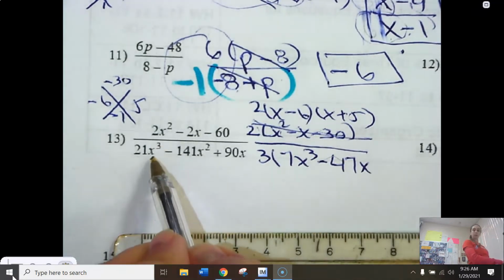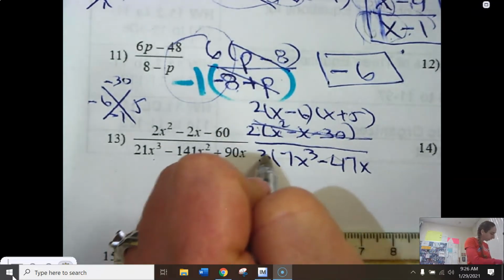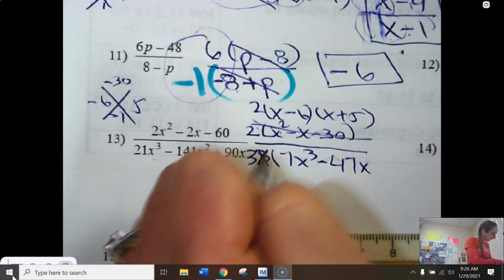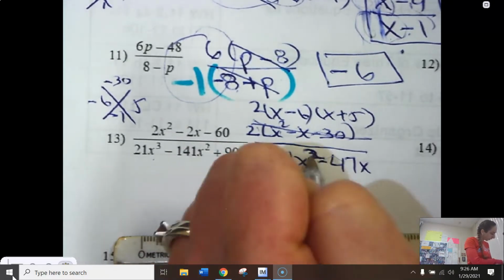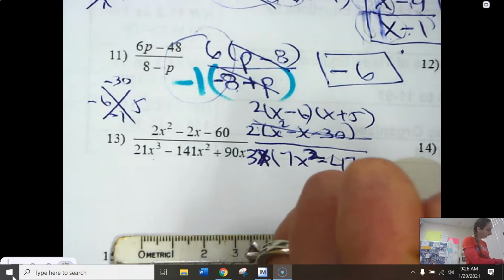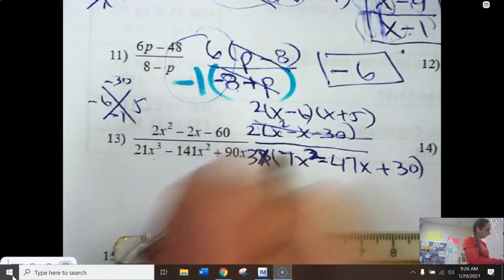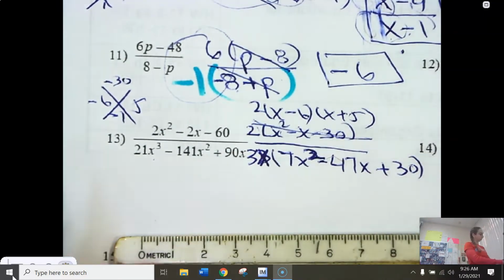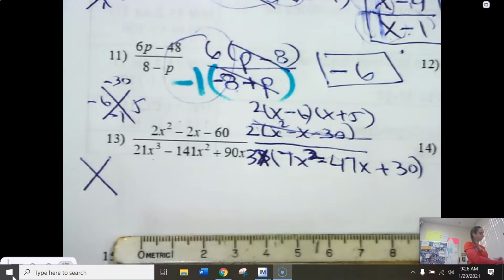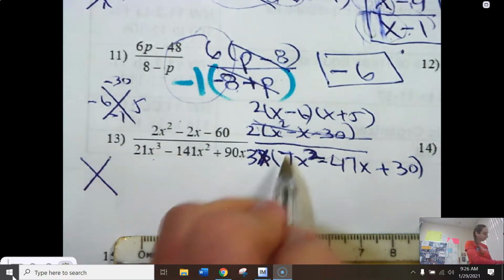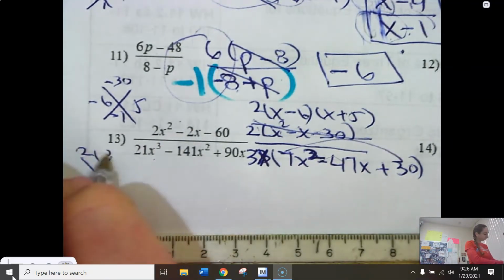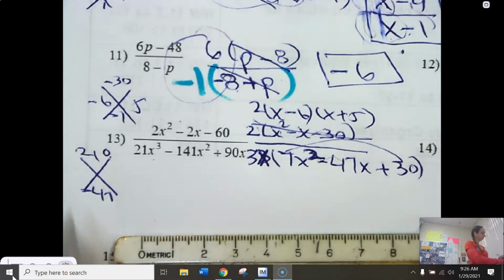Oh, oopsies. They also all have an x. So that should be 3x, 7x squared minus 47x plus 30. And then I'm going to have to come over here, and I'm going to have to magic exit. 2 numbers that multiply to get 210 and add to get -47.